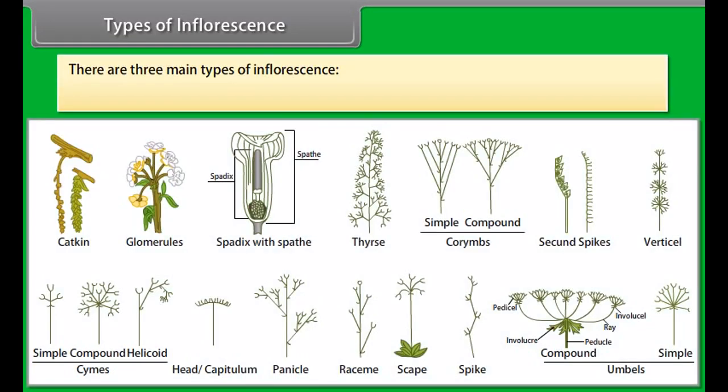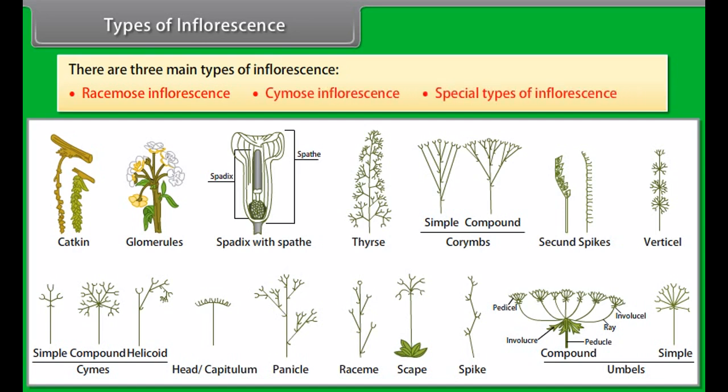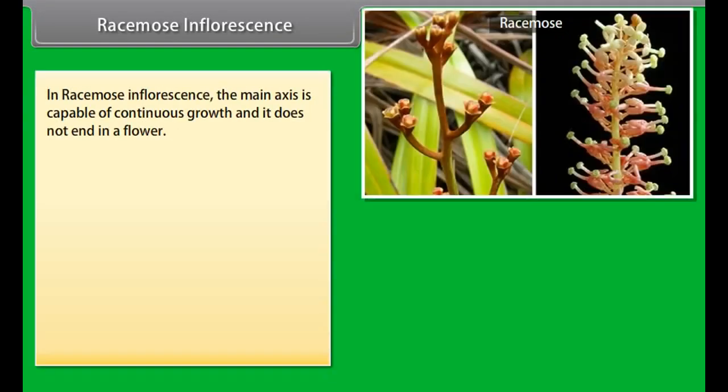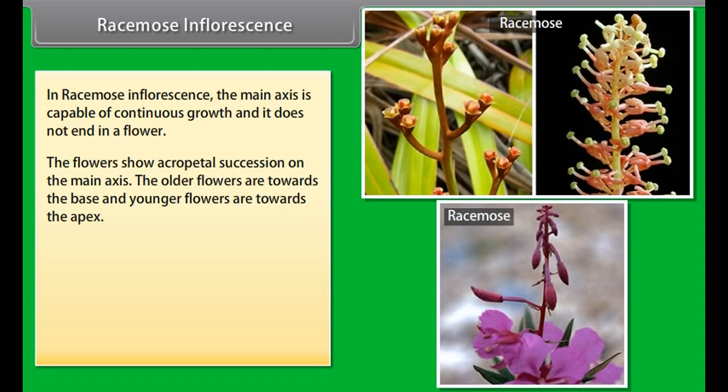Types of inflorescence. There are three main types of inflorescence: racemose inflorescence, cymose inflorescence, and special types of inflorescences. Racemose inflorescence. In racemose inflorescence, the main axis is capable of continuous growth and it does not end in a flower. The flowers show acropetal succession on the main axis. The older flowers are towards the base and younger flowers are towards the apex.